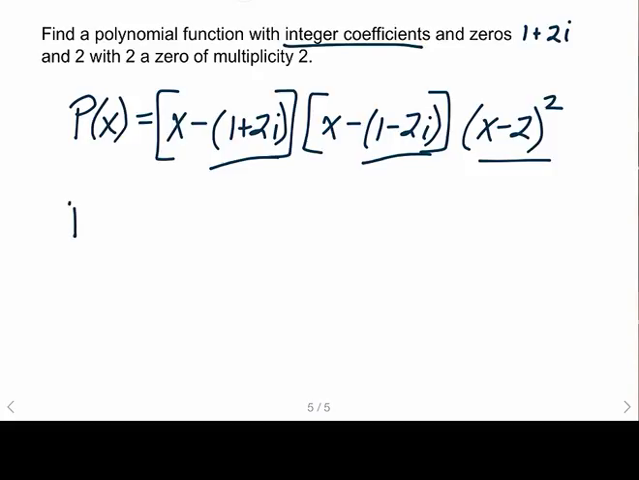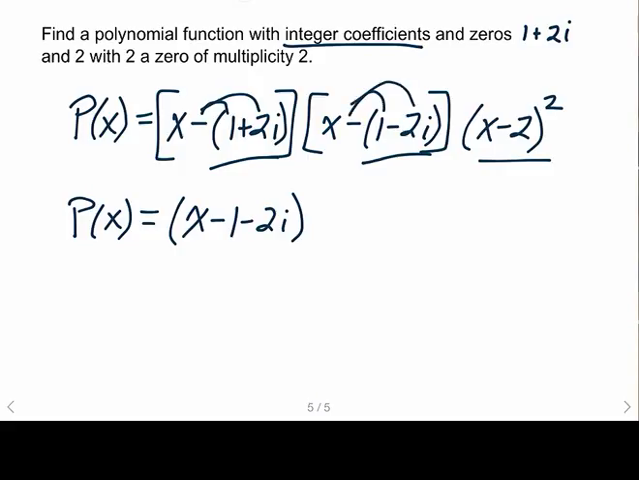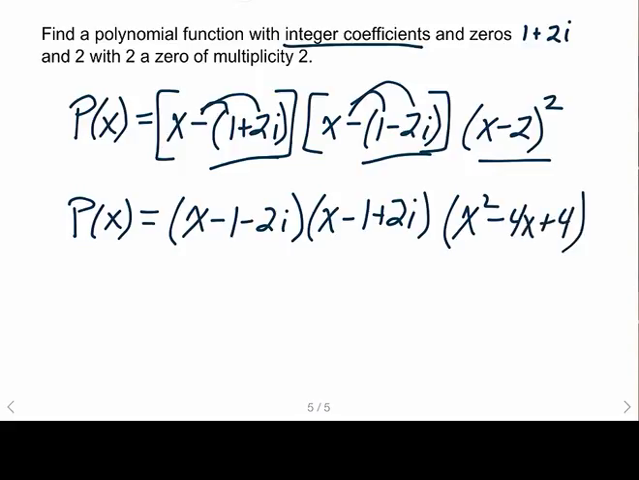First I'm going to simplify inside of the brackets. I have p of x is equal to, distributing the negative gives me x minus 1 minus 2i, and then in the second brackets, x minus 1 plus 2i, and x minus 2, the quantity squared, I'm actually going to write that as x squared minus 4x plus 4. I go ahead and multiply that out. Now, as far as the first pair of factors, looks like I have x minus 1 repeated at the beginning of each set of parentheses, and then 2i repeated at the end, with opposite signs in the middle.